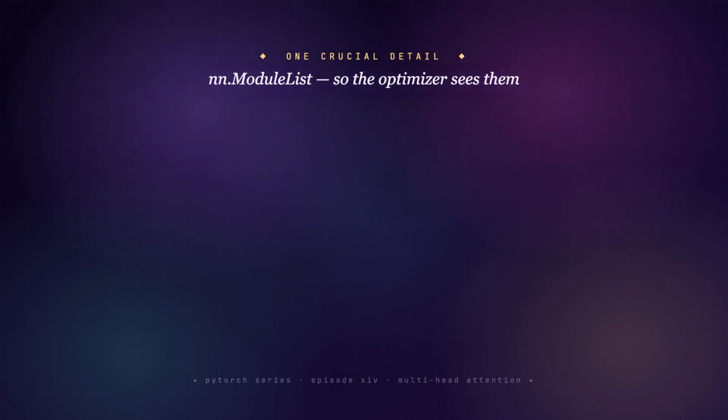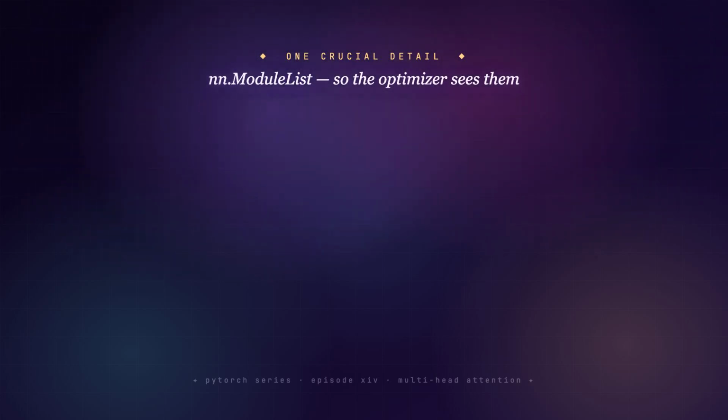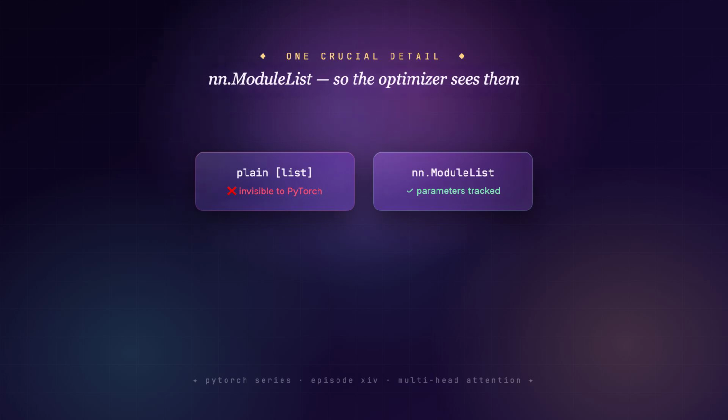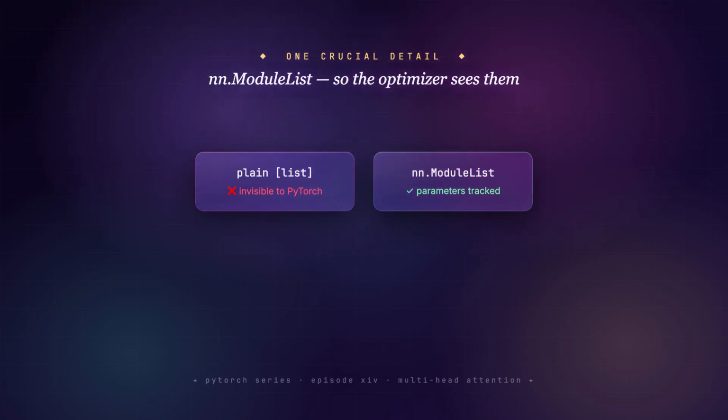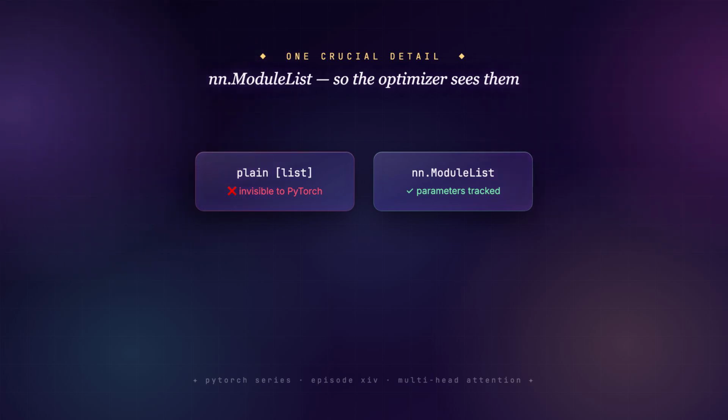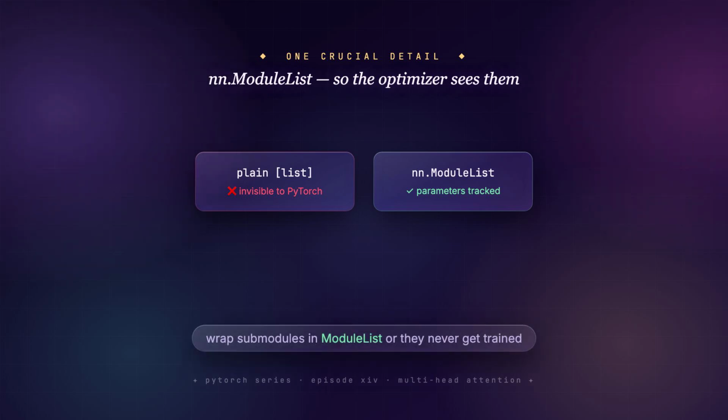One PyTorch detail that trips people up. We hold the heads in an nn.ModuleList, not a plain Python list. Why does it matter? Because nn.Module walks the ModuleList when it collects parameters. Put your heads in a regular list, and PyTorch never sees their weights. The optimizer never trains them, and you'll spend an afternoon wondering why your loss won't move. ModuleList is how PyTorch knows these submodules are yours.